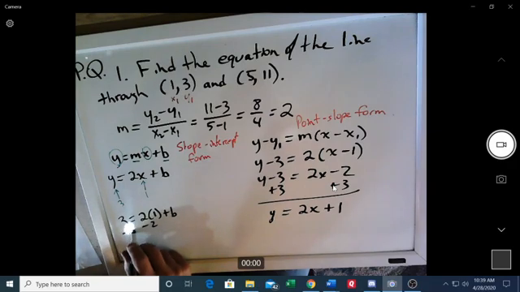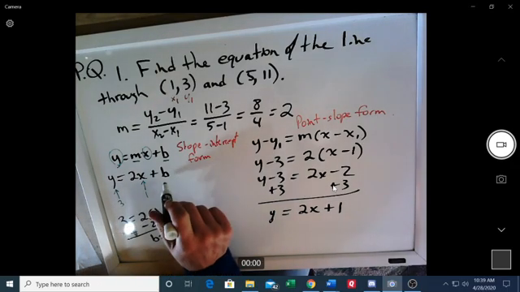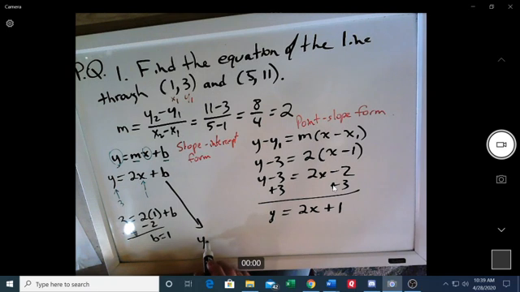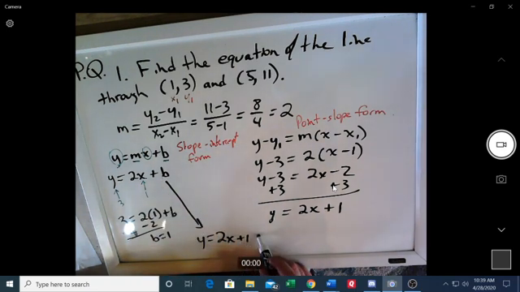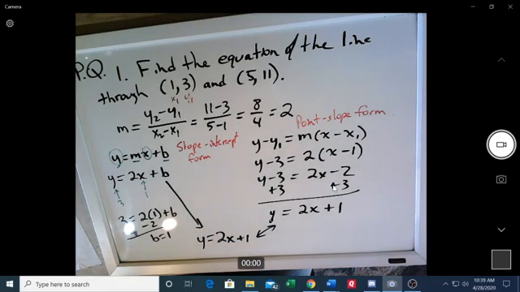And then, minus 2 from both sides. You'll get b equal 1, and then this is the total equation. You substitute 1 for the b. Either way, we're getting the same answer over here. Alright.